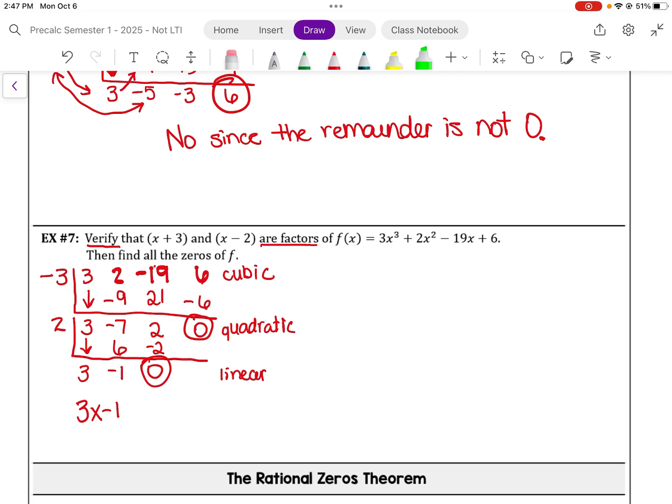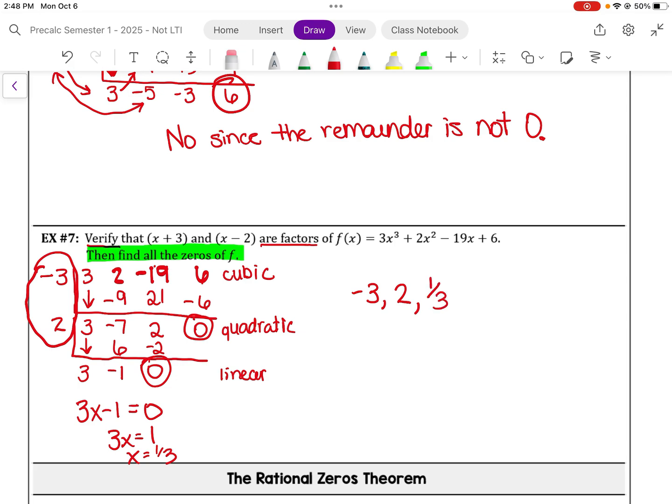So the last part of this question says find all the zeros. Well, they gave us 2 of the zeros. Anything that gives us a remainder of 0 is a 0. And our last factor here, we're going to set equal to 0 and get 3x equals 1. So x equals 1/3. This is the part that really excites me and gets me super nerdy. It's fine, I own it. These are the zeros.